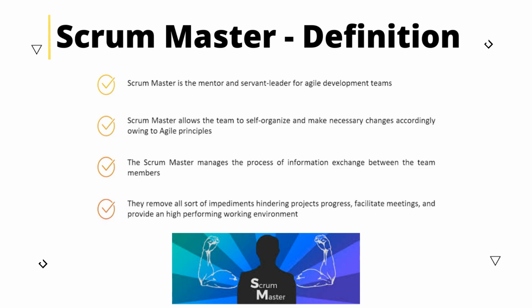Scrum Masters do every possible thing to aid the team to perform at its highest level. They are accountable for managing information exchange between the team members. They remove all sorts of impediments hindering the project's progress, facilitate meetings, and provide a high-performing working environment. The Product Owners give the project details to the Development Team, which is headed by the Scrum Master.